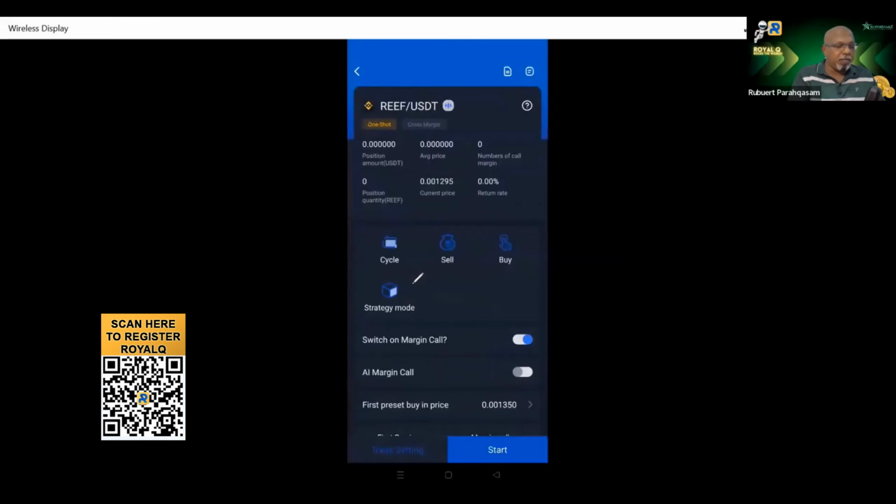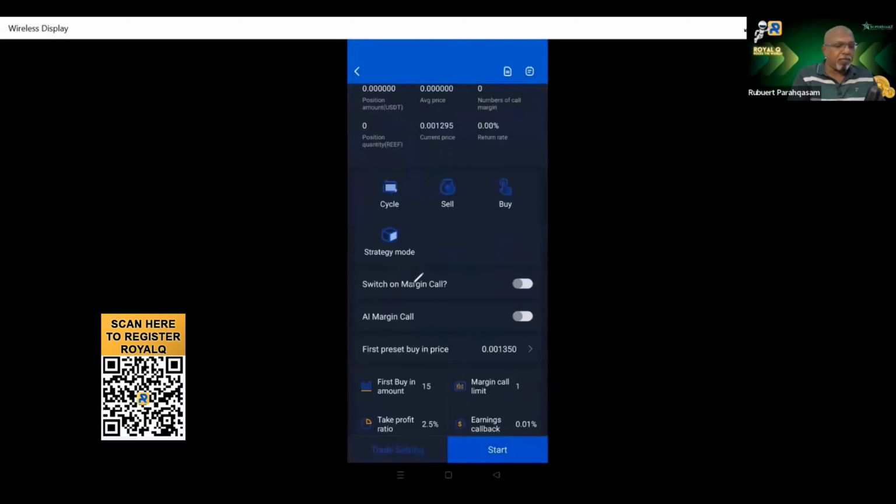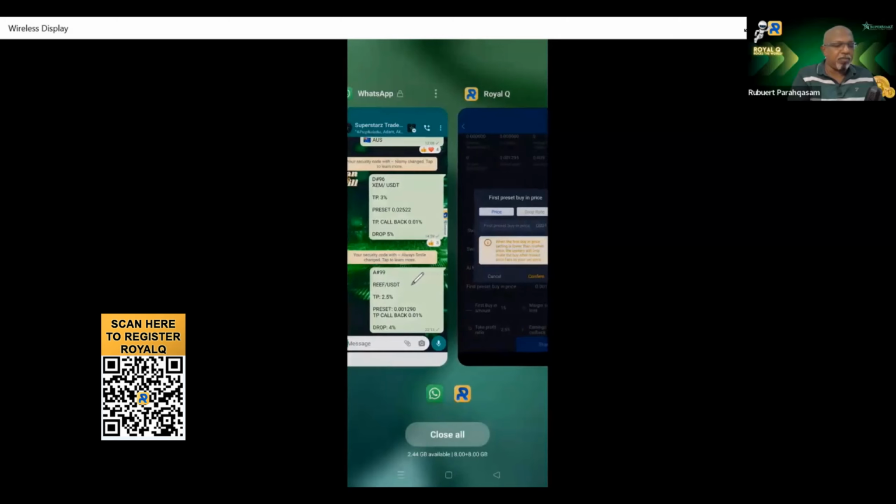Confirm. Okay, this is off. Confirm. AI margin call off. And my first preset buy, I'm coming here. 0.001290.